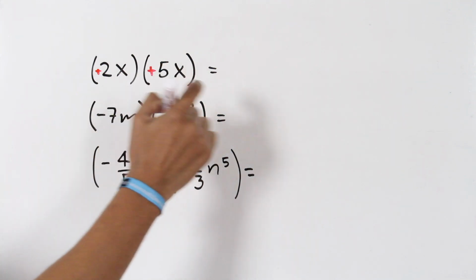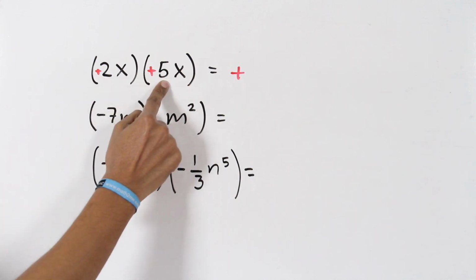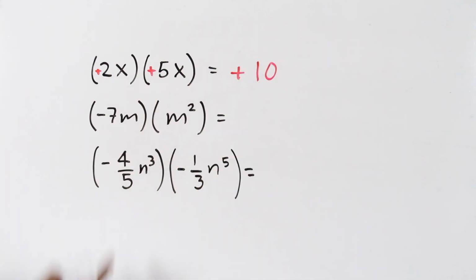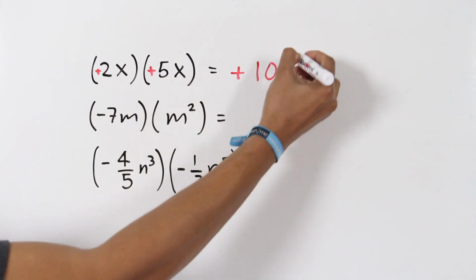Using the law of signs, we get positive. Then multiplying the coefficients, 2 times 5 equals 10. And finally, x times x is equal to x squared.